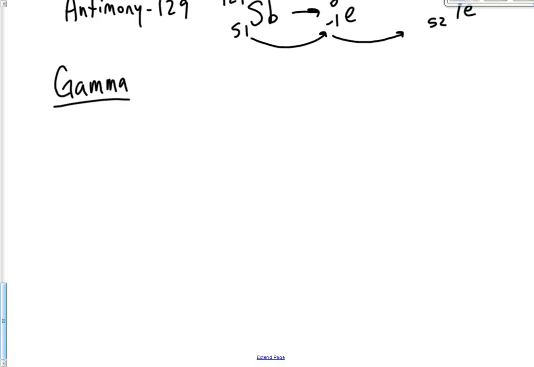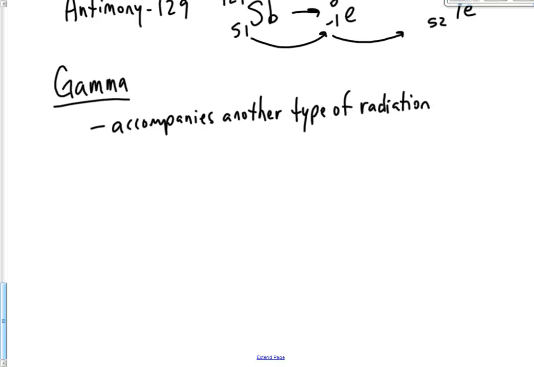Okay, gamma radiation. This usually accompanies another type. Rarely will you see just straight up gamma radiation or gamma decay. Okay, this is massless and high energy. It destroys living cells, tissues.